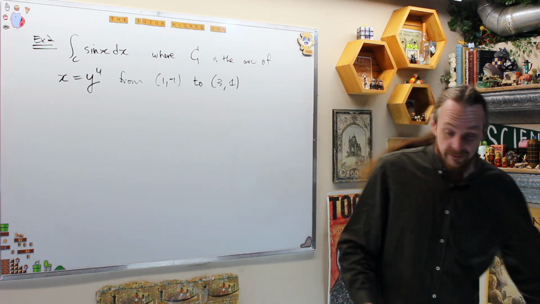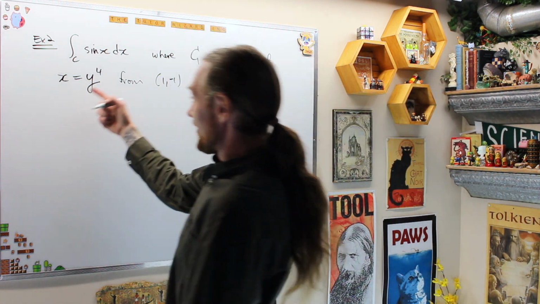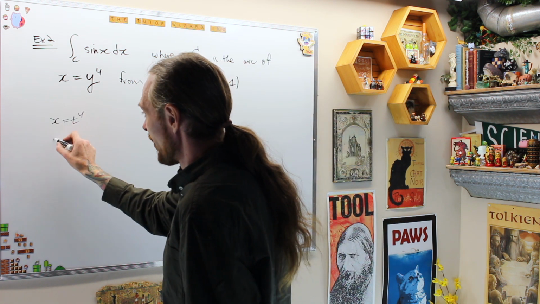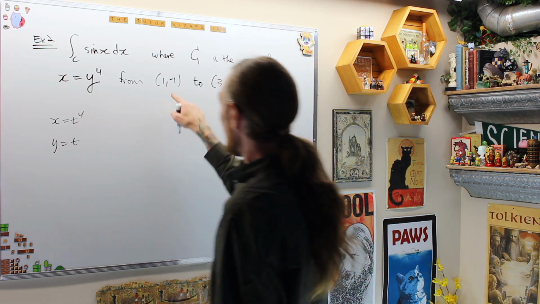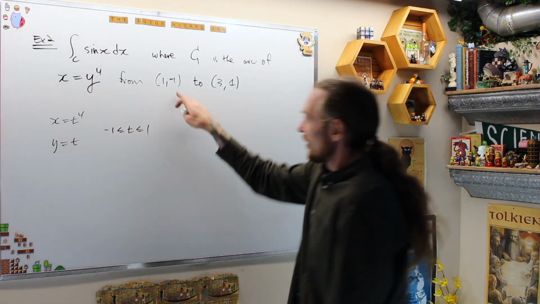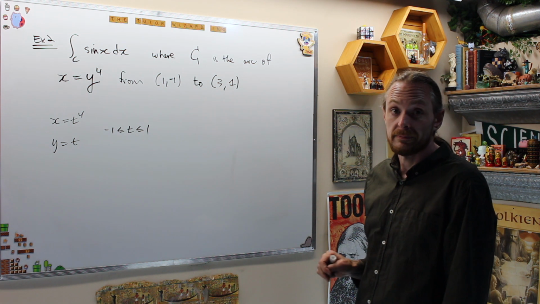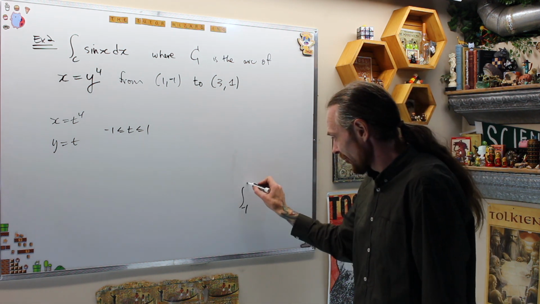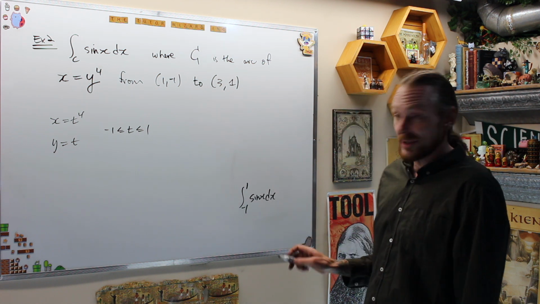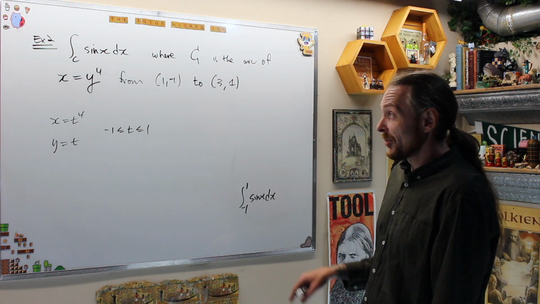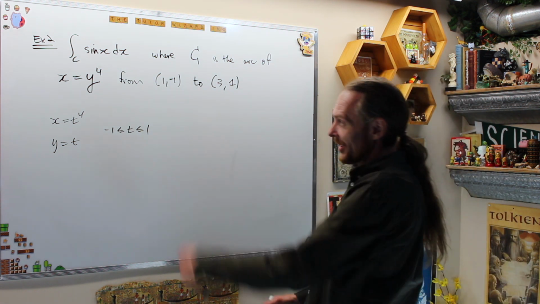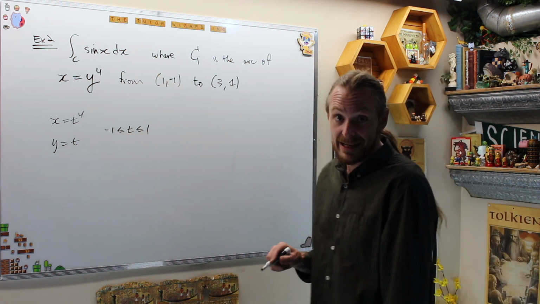What do we get? First, I need to parameterize this. Again, they've given it like this, so I'm probably going to say x is t to the 4, y is t, and t is going from -1 to 1. So that would have been the integral from -1 to 1 of sine x dx. But there's going to be something else in there that we're going to have to compute, the differential. This is not the Riemann integral, my point is. This is the line integral of sine x dx.